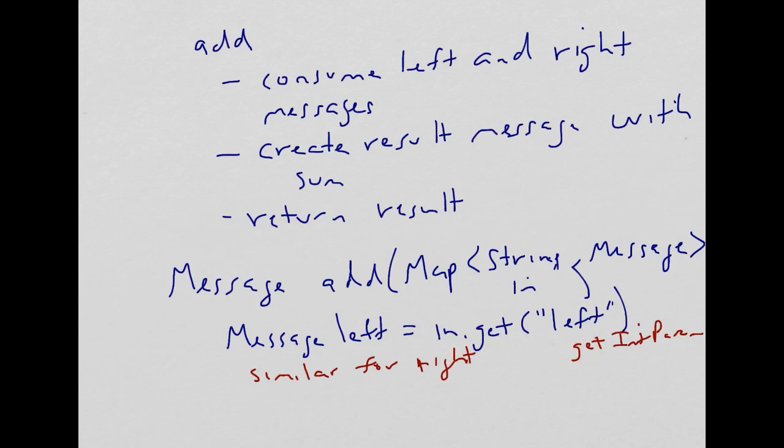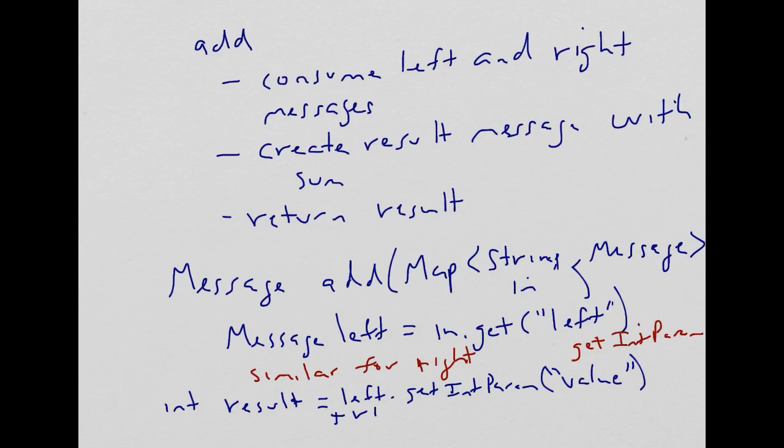So basically, if you look, there is a calculation being performed, which is result, which is an integer. I should declare that. Let's put that here. Equals, we're going to say left get int param value, plus write, similar. Okay, and then we will create a message similar to what we did in the getA that has this result and send it off.